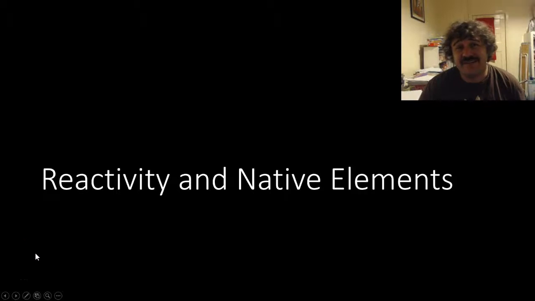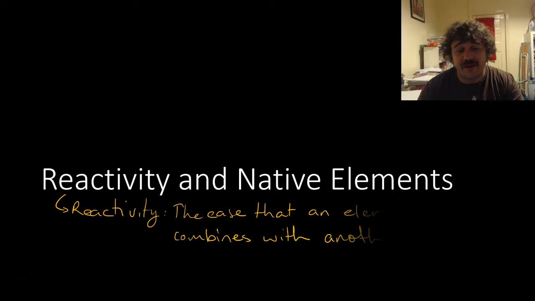Alright guys, so let's have a look at reactivity and native elements. Essentially, we're looking at how easy it is for an element to appear in nature on its own, so not combined with something else in a compound. Now, reactivity is the ease that an element will combine with another. So if something is super reactive, it will combine very easily.